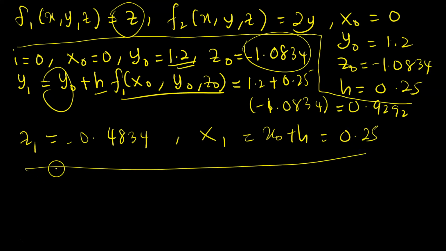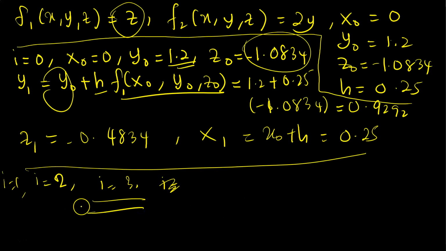And then class, we repeat for i equal to 1, i equal to 2, and i equal to 3. For this one you got x2, y2, and z2. This one you will get x3, y3, and z3. And this one you will get x4, y4, and z4. How to know that our solution is correct?